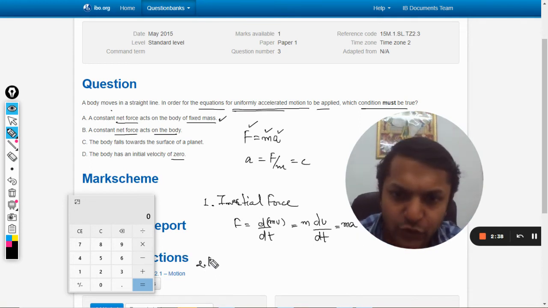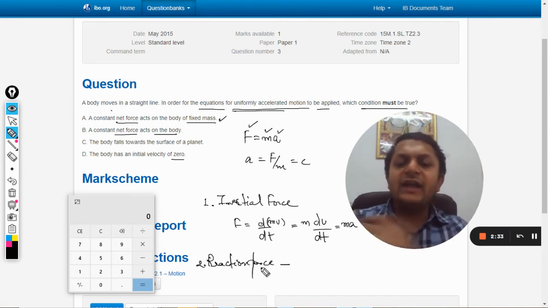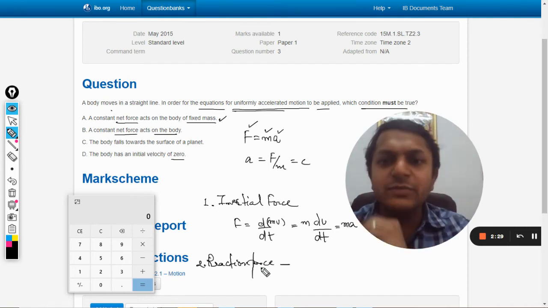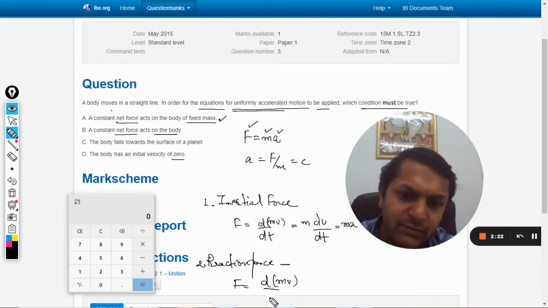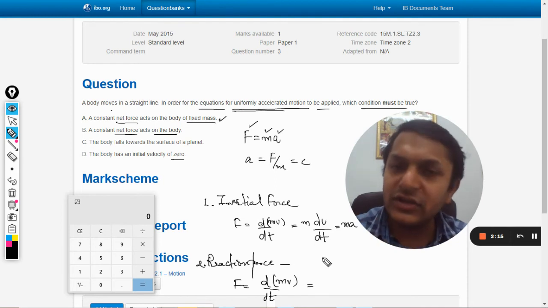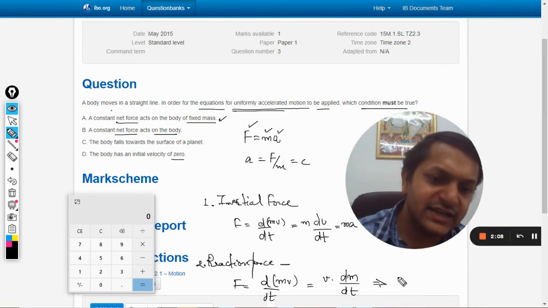Now the second force is the reaction force. Reaction force is the force that works in the case of rockets, and this question basically talks about that. That is why I'm telling you. Now F = d(mv)/dt. Let us assume that mass is not constant, but velocity is constant. Velocity will be taken outside, and it will become v dm/dt. This is known as the reaction force.